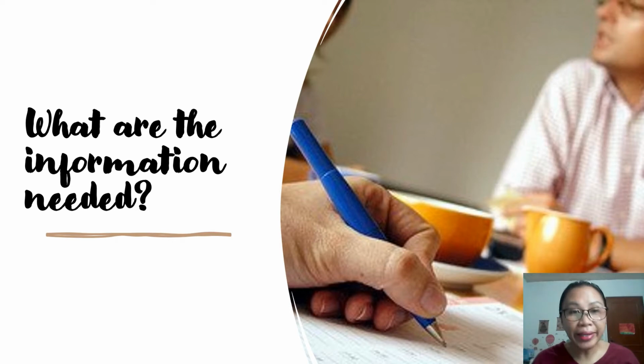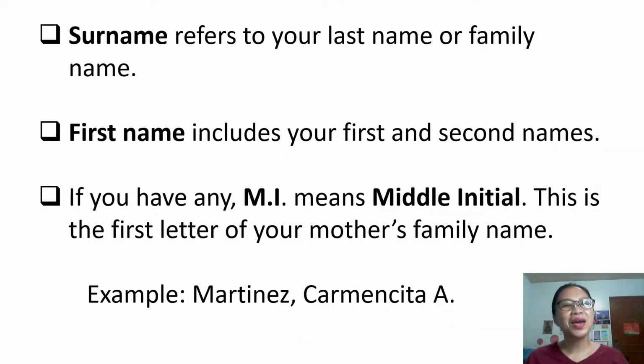So what information is needed and how are we going to write this correctly in the form? Most of the time, your surname is asked first. And what is a surname? A surname refers to your last name or your family name. Usually, this is the last name of your father.